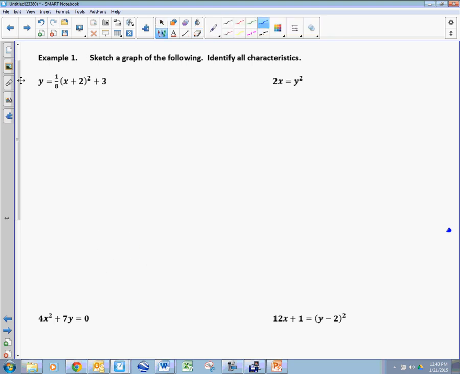Okay. So we'll do 2 more together. The next one, the equation is not quite set up right for me. It should be an x equals or y equals equation. Can you tell by looking at this, will it be x equals or y equals? How come? Because it's y squared. Very good. So since it's y squared, I solve for x. So I get x is equal to 1/2 y squared.